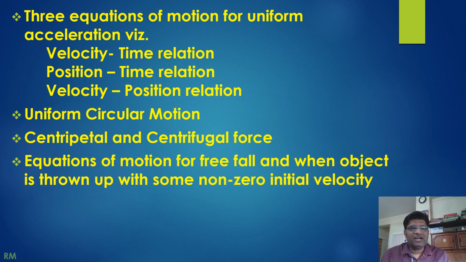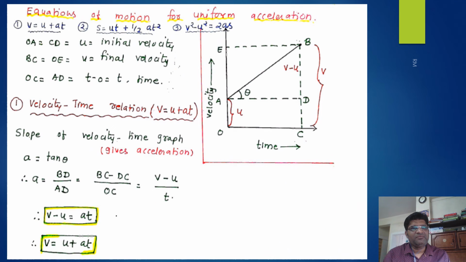So we will see how those equations change for those two different kinds of motion. So let's begin. To derive these three equations of motion, we will use a graphical method here. So you have drawn a graph. Here is a graph of velocity versus time. On the y-axis you have taken velocity, on the x-axis it is time.